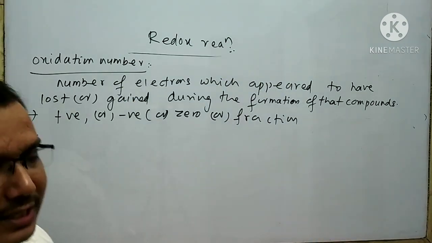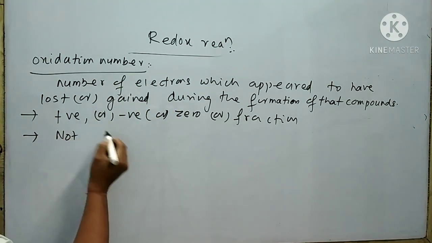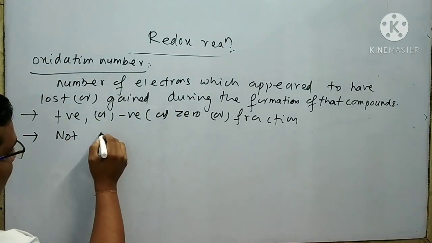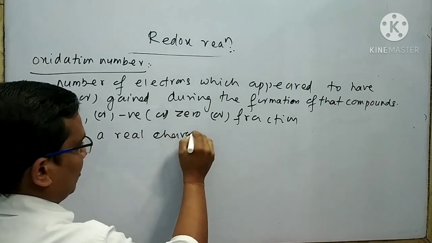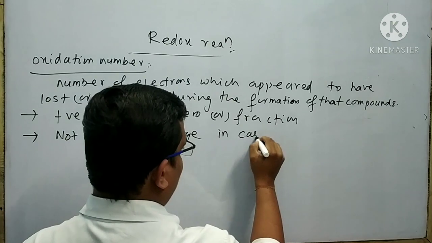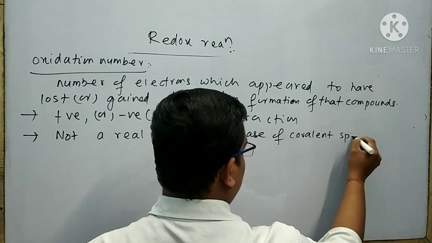Oxidation number is not a real charge in case of covalent species.